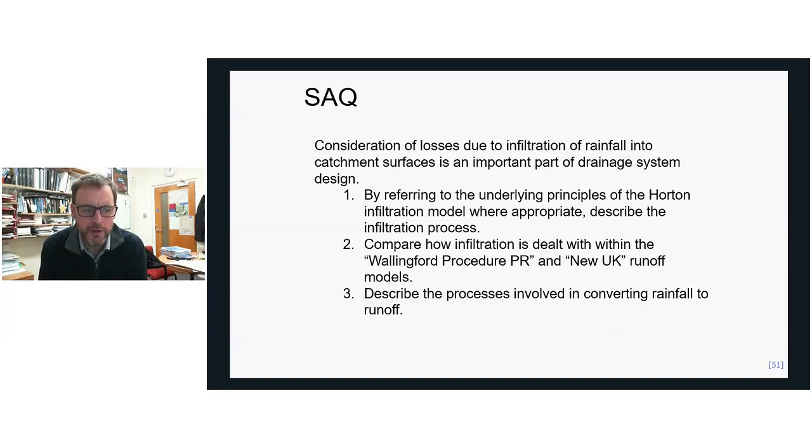Question 2. Compare how infiltration is dealt with within the Wallingford procedure PR model and the new UK runoff models. So what's the difference between the two of them? What's the weakness in the PR model, and why was the new UK runoff model an improvement? And describe the physical processes involved in converting rainfall to runoff.